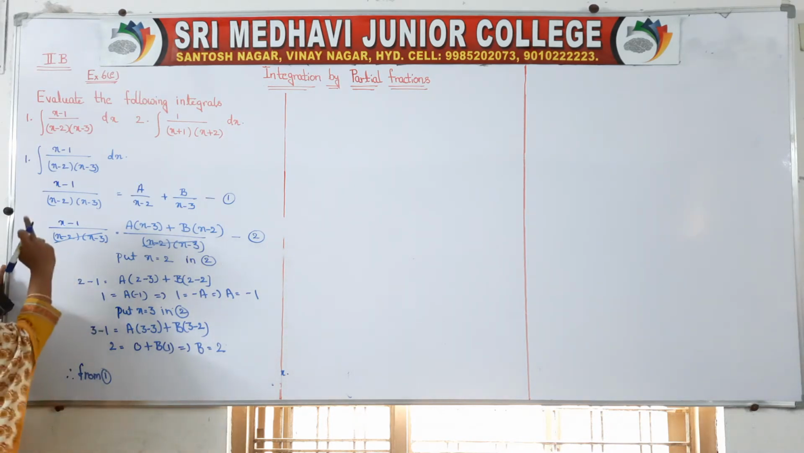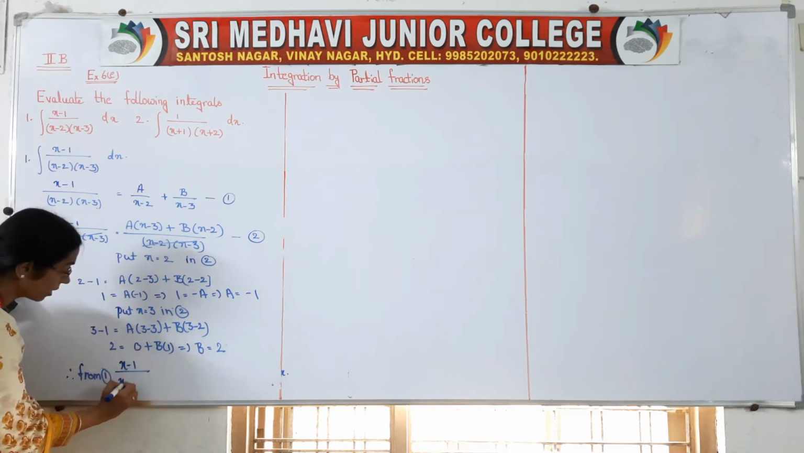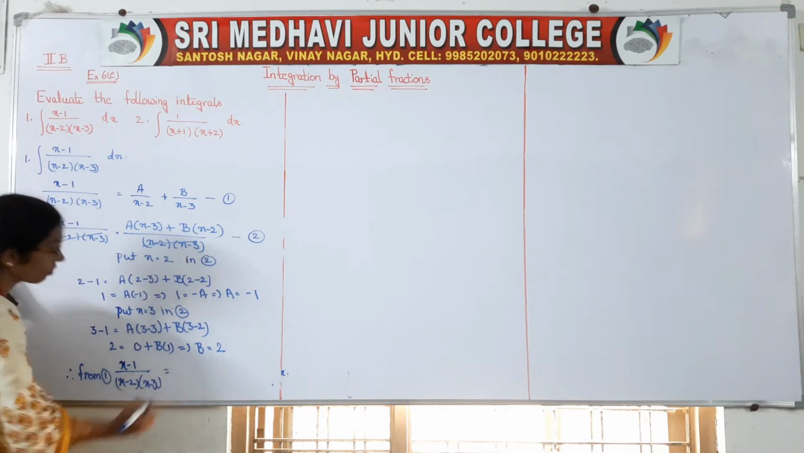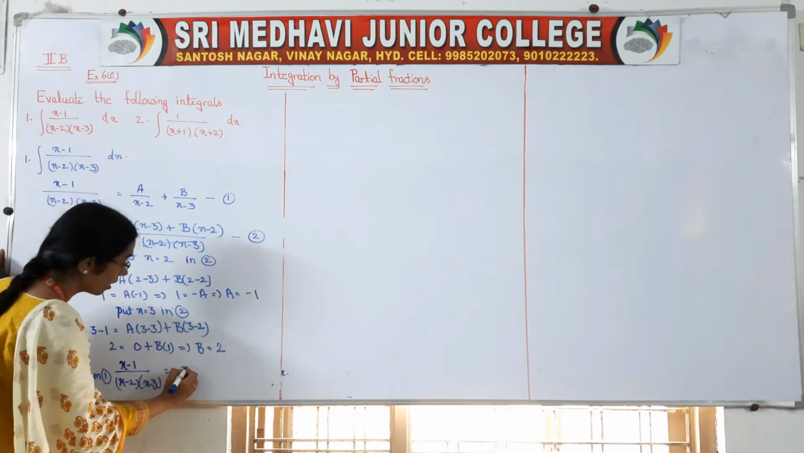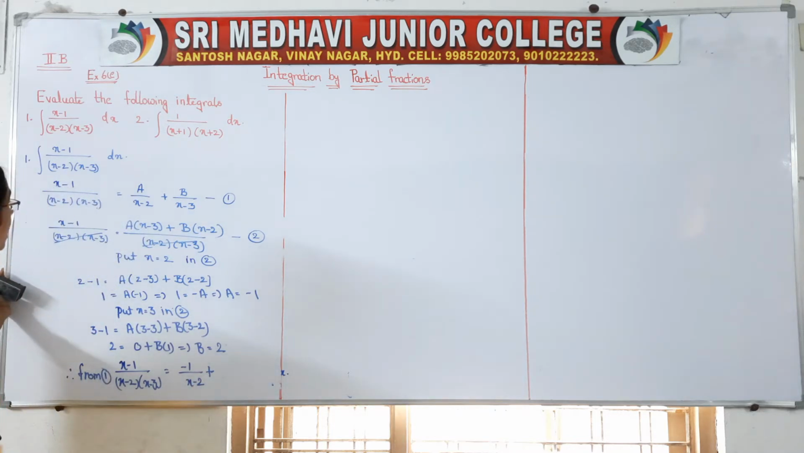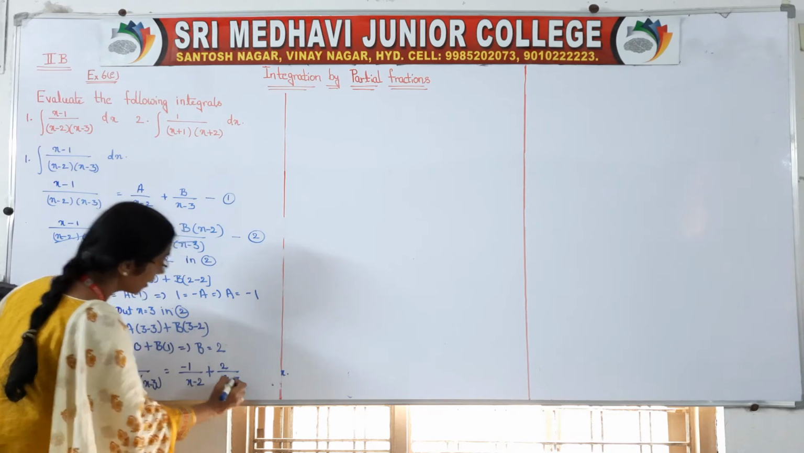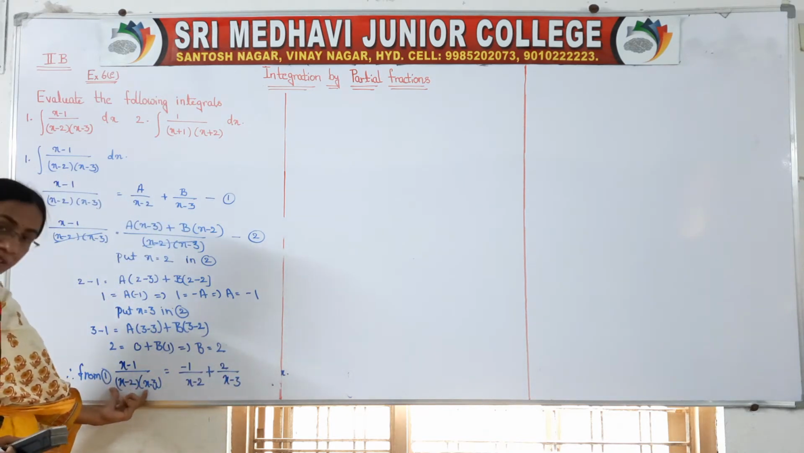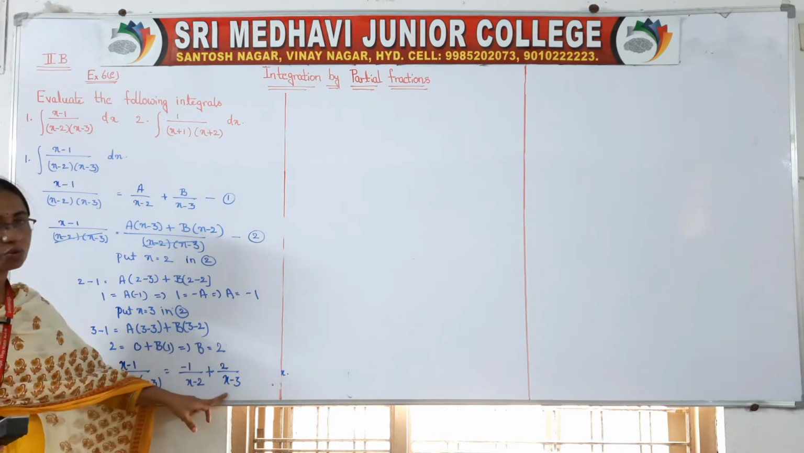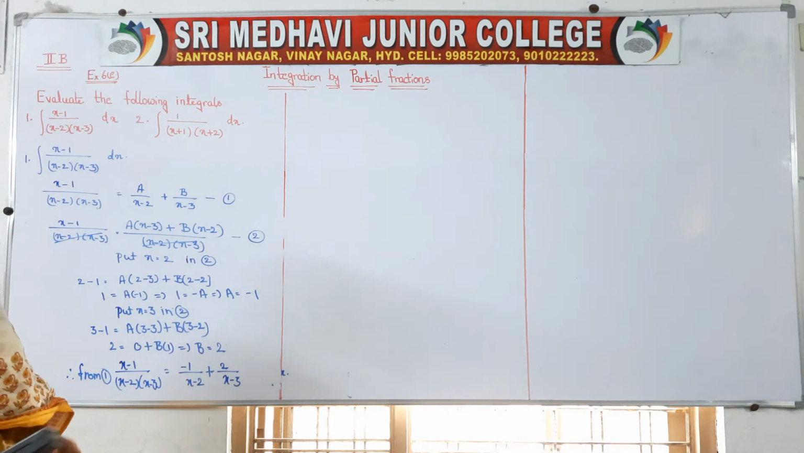So from 1, x minus 1 by x minus 2 into x minus 3 is equal to a, where a is minus 1, by x minus 2 plus b. What is b? It is 2 by x minus 3. This is called resolving the fraction into partial fractions. We resolved this into 2 fractions, no? So that is called resolving the given fraction into 2 fractions, right?